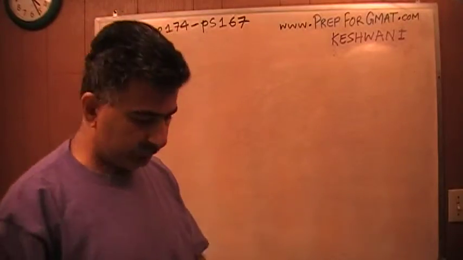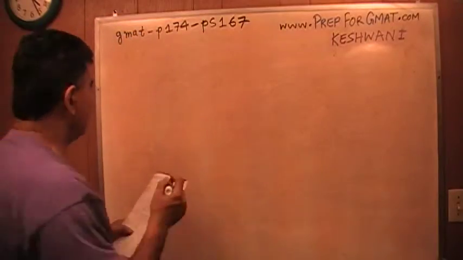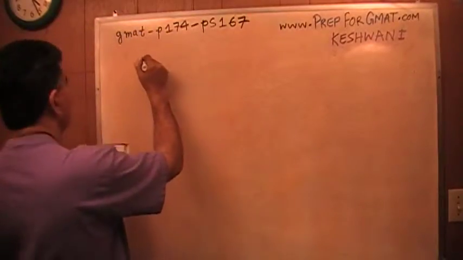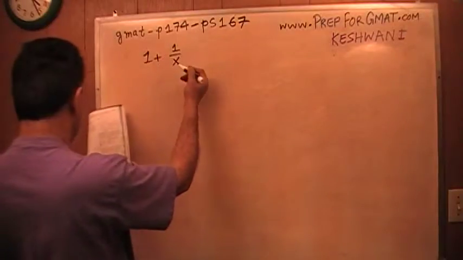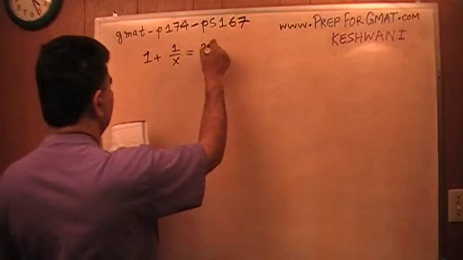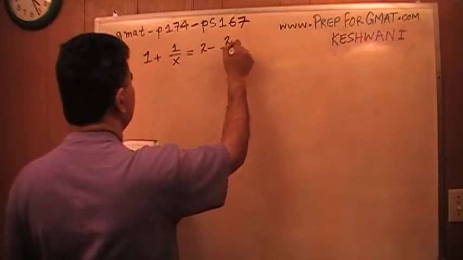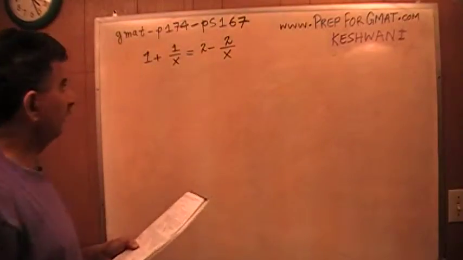But anyway, enough said. The problem here is that we're given an equation: 1 plus 1 over x equals 2 minus 2 over x, and the question simply is, what's the value of x?